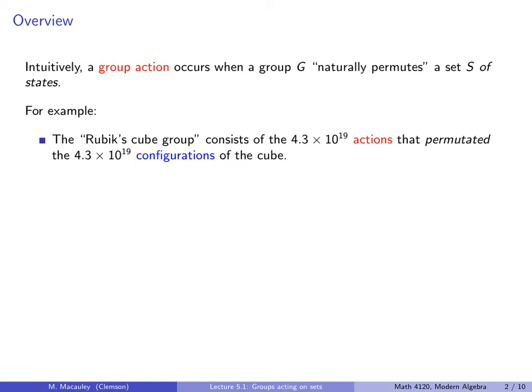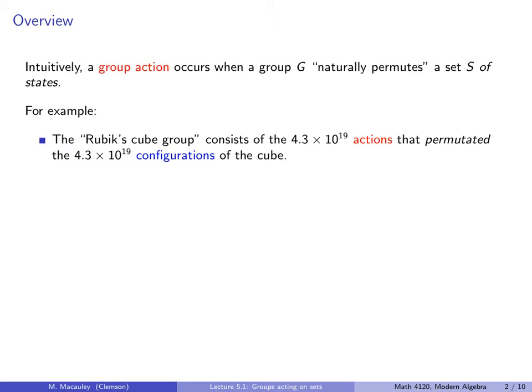But first, let me give you some examples of group actions that we've seen before. Start out with the Rubik's Cube group. That's what we saw in the very first lecture. This consists of 4.3 times 10 to the 19 or so actions. Again, these are actions, but they permute the same number of configurations of the cube.